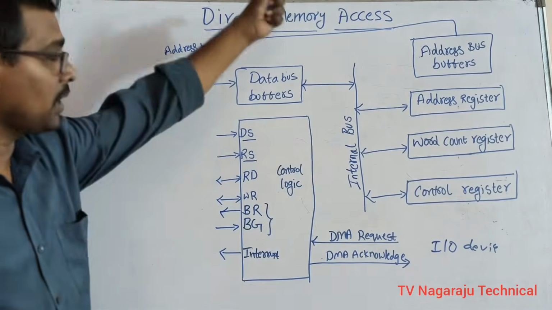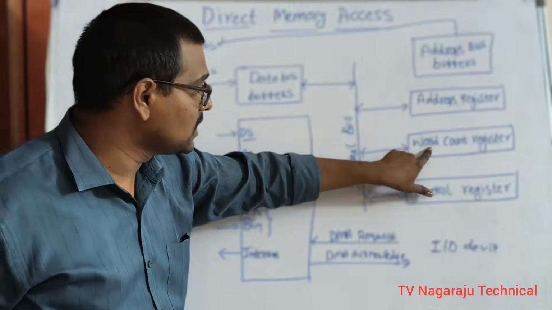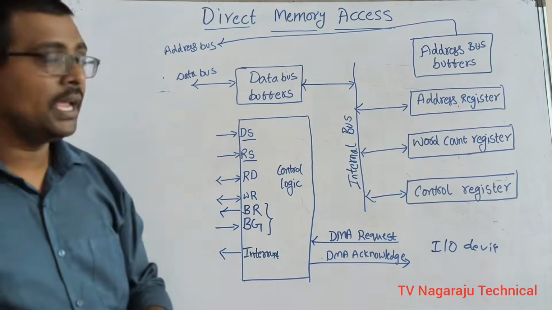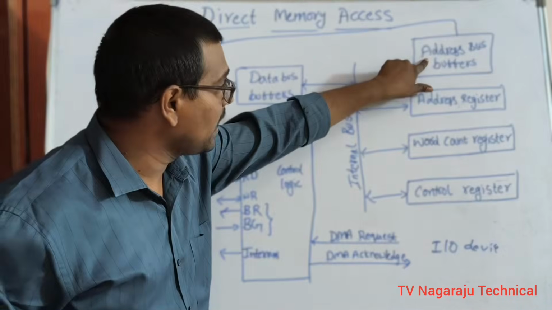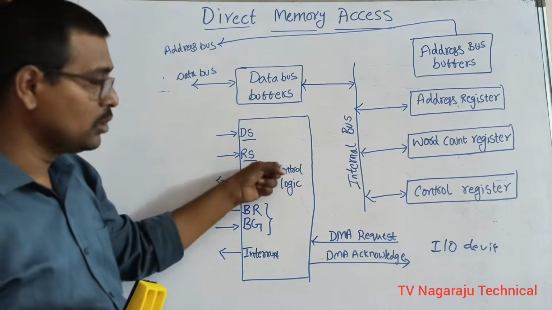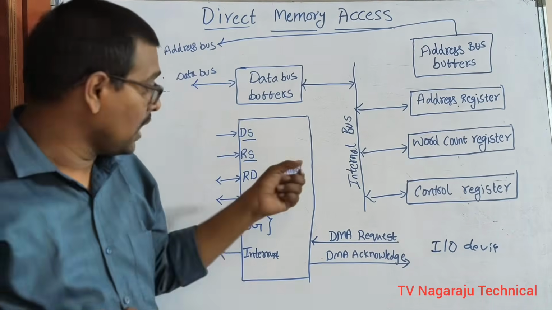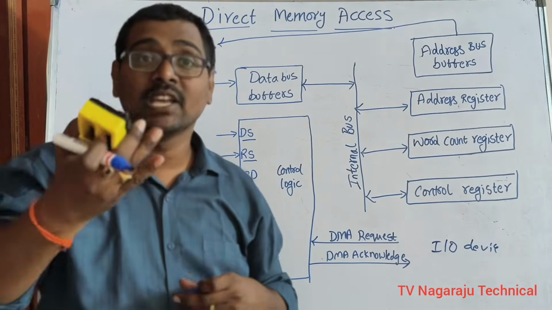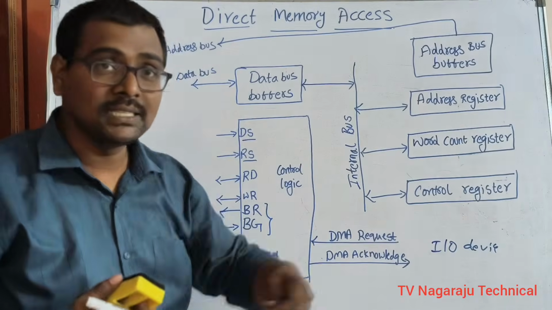Then this DMA controller contains three more registers: address register, word count register and control register, along with address bus and address bus buffers. These are used to identify which particular memory location our data is available in. Every DMA controller has its own address that is placed here. These three things: address register.